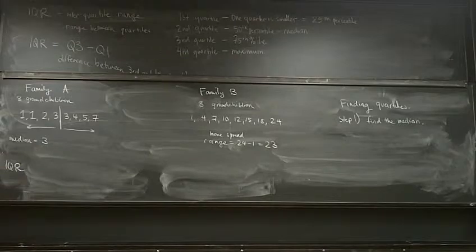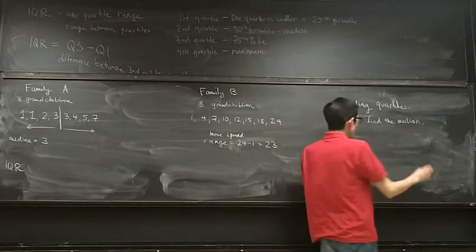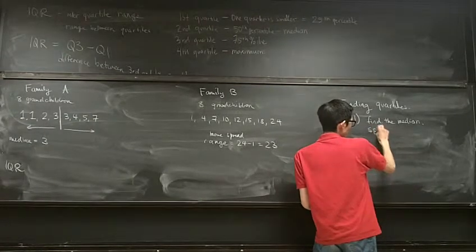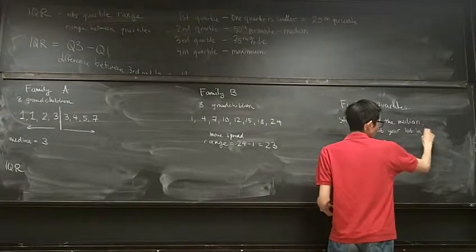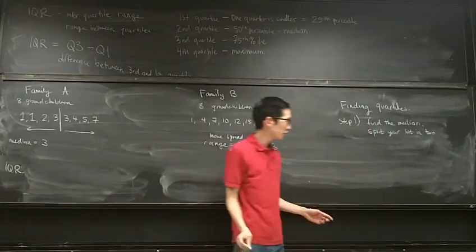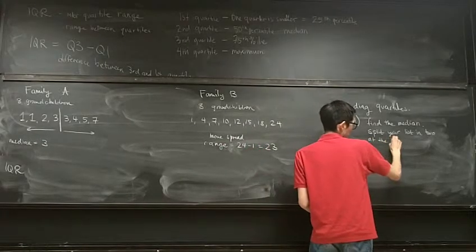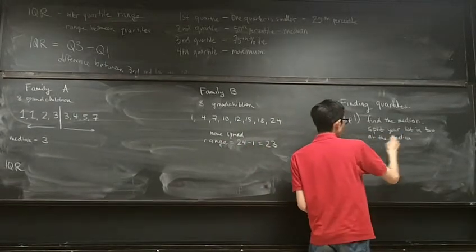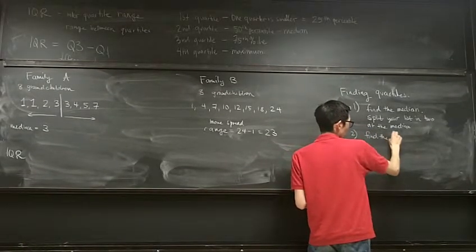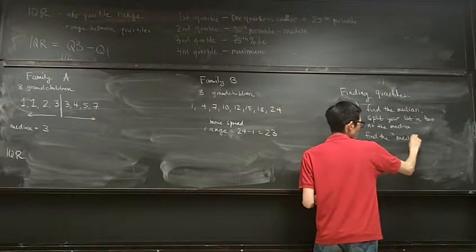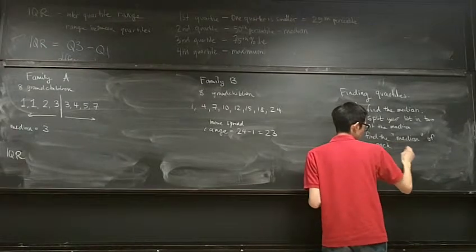So finding Q1, step 1 is find the median and split your list into 2. You split your list in 2 at the median. And then the next step is find the median, the quote-unquote median. It's really the quartile of each half list.